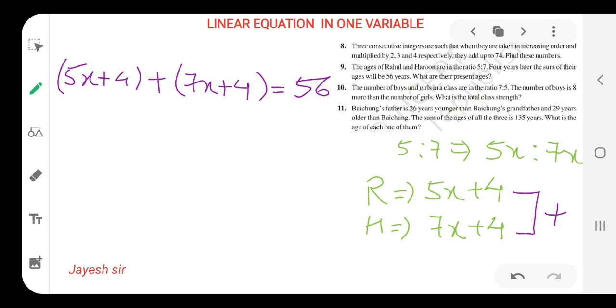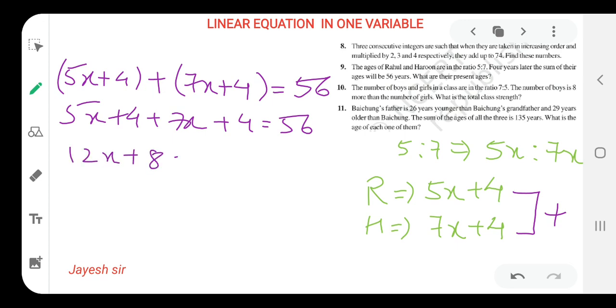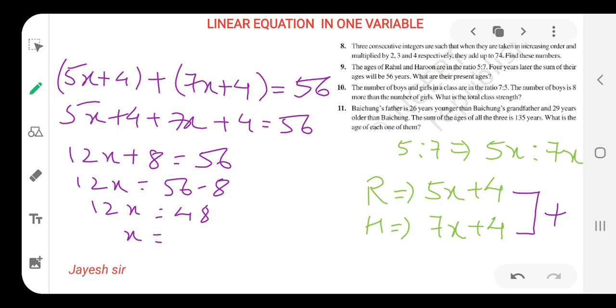Now we'll open the brackets and try to write it and solve it easily. 5x plus 4 plus 7x plus 4 is equal to 56. Now we'll add the terms having x. 5x plus 7x, that means 12x, plus 4 plus 4, 8, is 56. Now as per transposition theorem, it will go that side, it will be minus 8. 56 minus 8, I am directly solving. 12x is equal to 56 minus 8, which is 48. So the value of x would be 4.